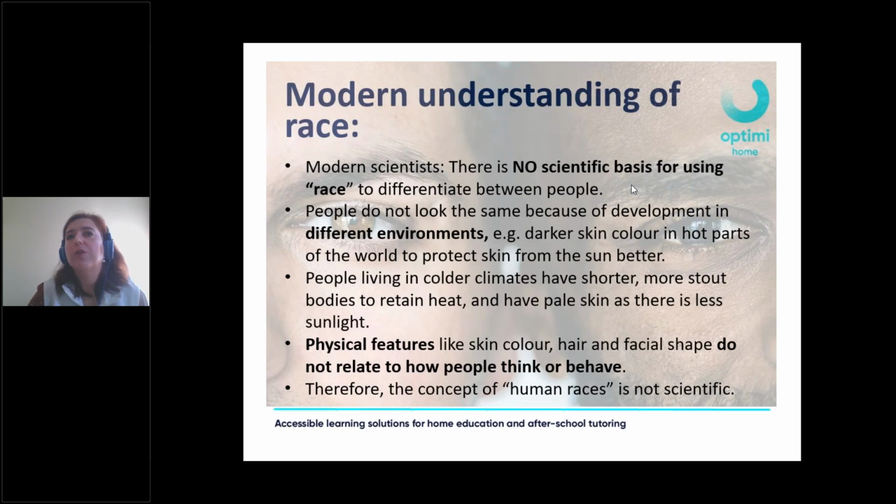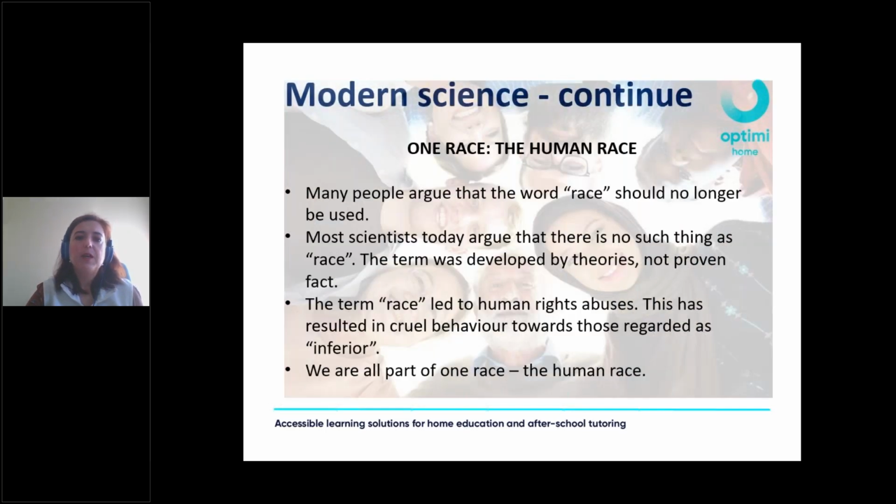And then we can even go further to the time of slavery, for example, if we think about the Industrial Revolution, where slaves were imported from Africa. Now, slaves mostly were imported from Africa because they were strongly built and they had a very good immune system against diseases. But based on the physical appearance, they were also discriminated against, right? Now, modern scientists today would say that there's only one race, and that is the human race. Many people argue that the word race should no longer be used.